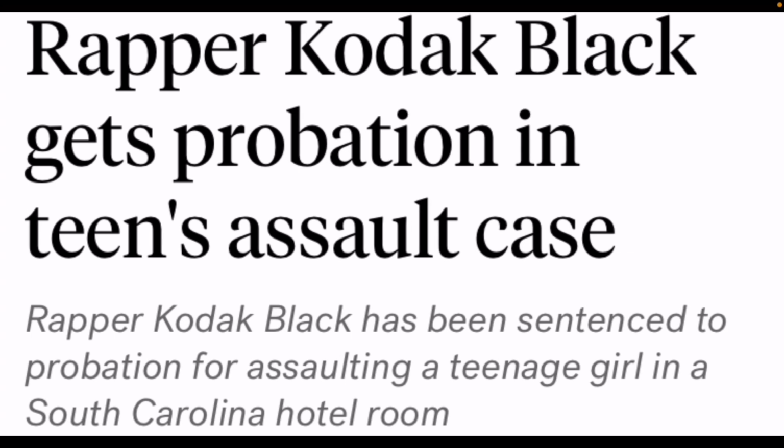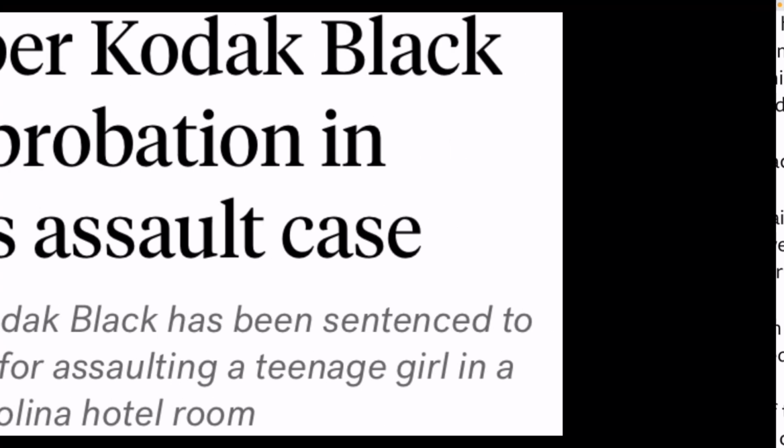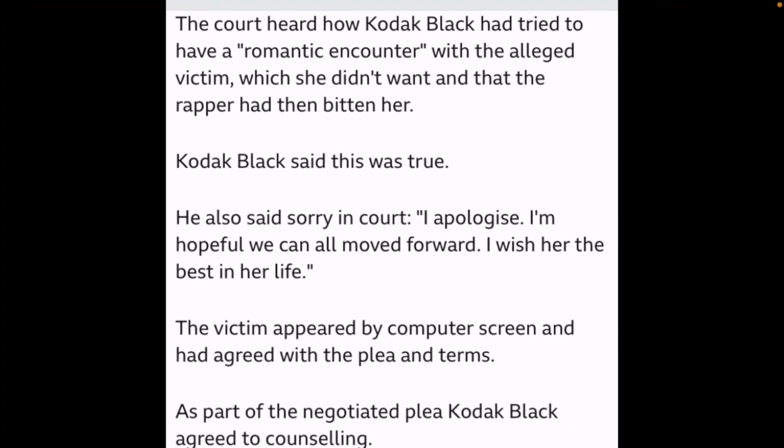And of course, Kodak Black does the same thing. So here's an article that says rapper Kodak Black gets probation in teen's assault case. Rapper Kodak Black had been sentenced to probation for assaulting a teenage girl in a South Carolina hotel room. The court heard how Kodak Black had tried to have a romantic encounter with the alleged victim, which she didn't want, and that the rapper had bitten her. So that's kind of weird that Kodak would bite her like that. And Kodak Black admitted that this was true. Right there it says Kodak Black said this was true. He also said sorry in court.